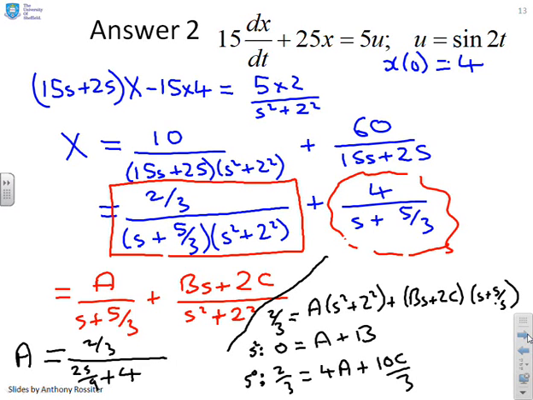And the final solution, I recognise this a over s plus 5/3. That's easy from the table, it's an exponential. And I also recognise the other two terms. The bs over s squared plus 2 squared tells me I've got a b cos 2t, and the other one I've got a c sine 2t.